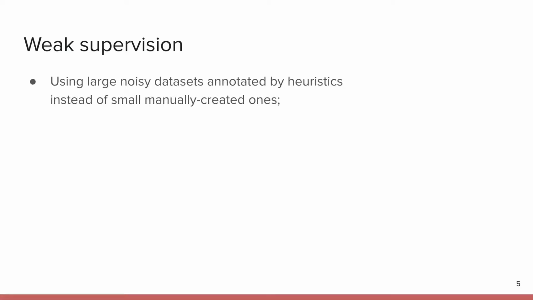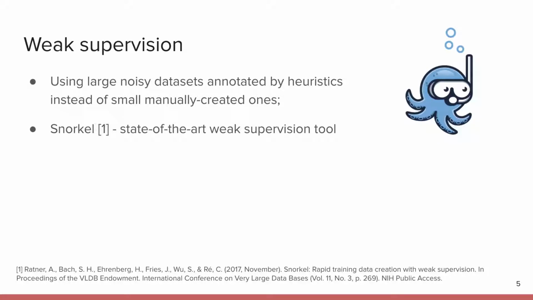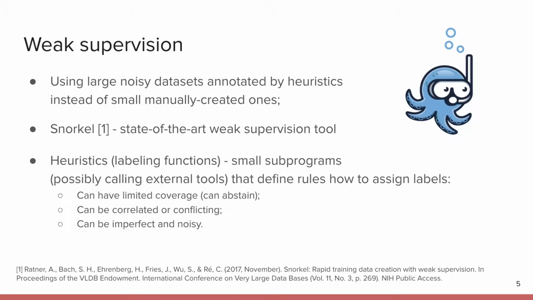We propose to use weak supervision, whose idea is to leverage large noisy datasets automatically created by a large number of heuristics, instead of small hand-labeled datasets. To implement this approach, we use Snorkel, the state-of-the-art weak supervision tool. Heuristics, or in the terminology of Snorkel, labeling functions, are small subprograms that define rules to determine which label to assign to an artifact based on its properties. They can also use for that the output of external tools, such as already existing low-quality classifiers.